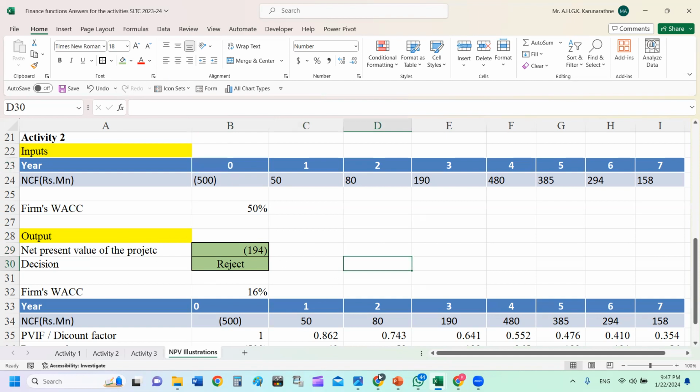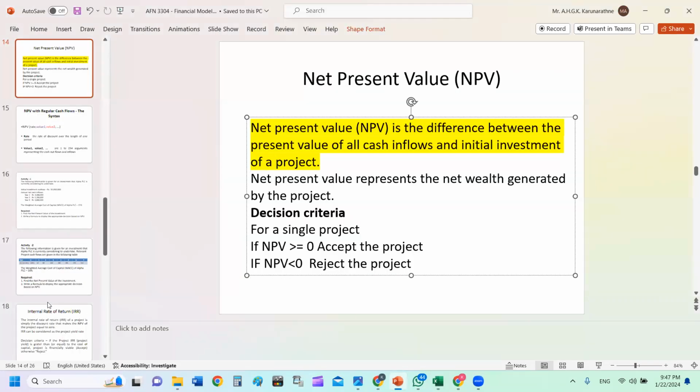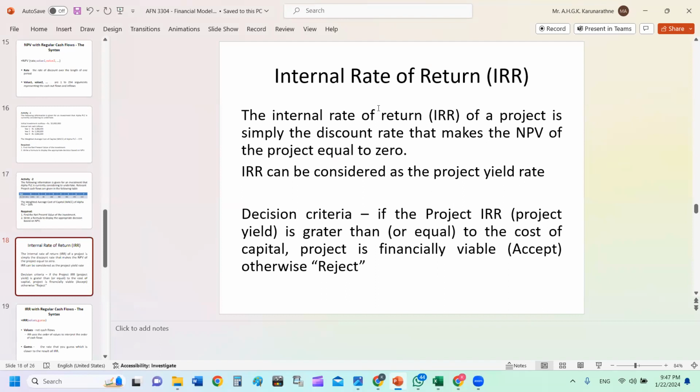Right, that is NPV. Then the next concept we are going to discuss is IRR, internal rate of return. Technical definition aside, from the financial management point of view, I prefer to say IRR is the yield rate of the investment, the ultimate annual yield of the investment.